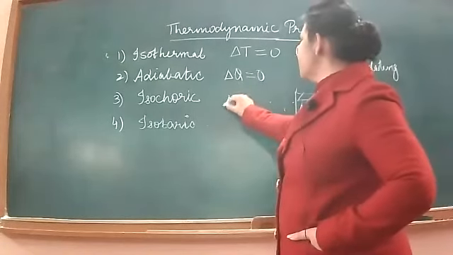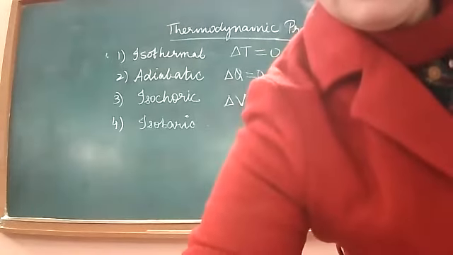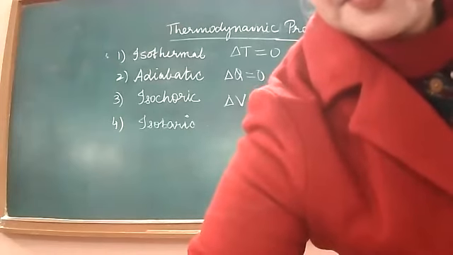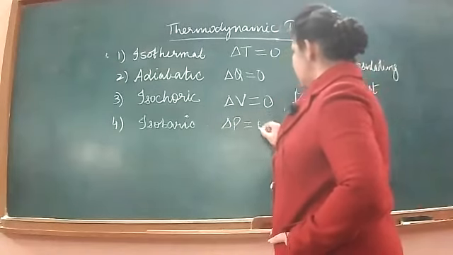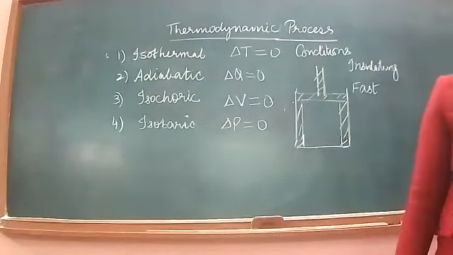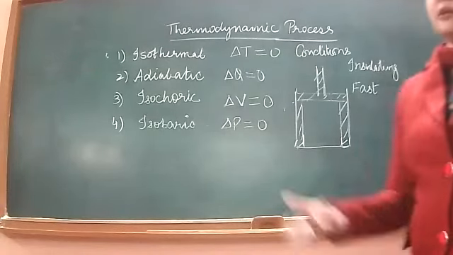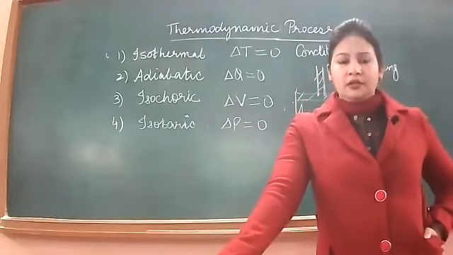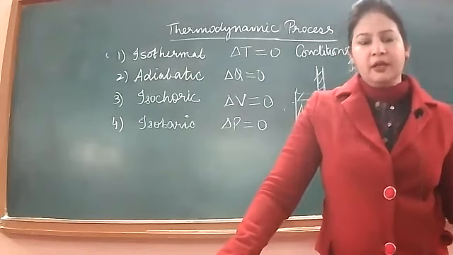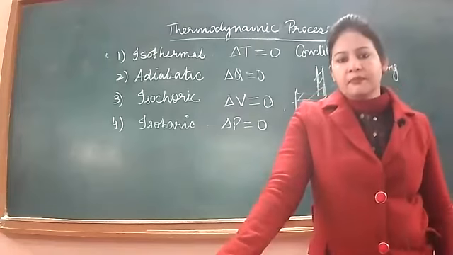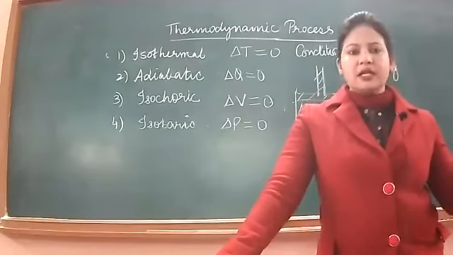It is a process in which volume remains constant. And isobaric means a process in which pressure remains constant. For example, an example of an isobaric process is boiling of water. When the inside pressure becomes equal to the outside pressure, the boiling point is reached and boiling takes place. So the boiling process, you can say, is an isobaric process. It happens at constant pressure.